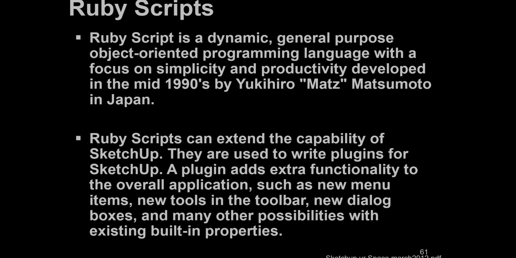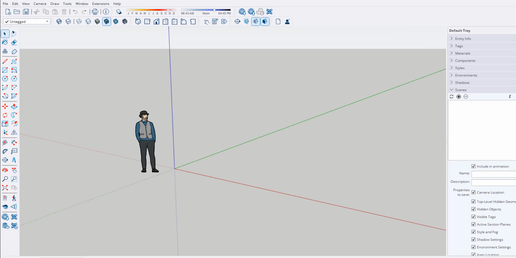So I want to talk to you about Ruby scripts now. They're basically a programming language developed in the 1990s. And what they can do is they can extend the capabilities of SketchUp. These extra capabilities are in files called plugins. And you get to them through the Extension Warehouse. And let's take a look at how to use Extension Warehouse.